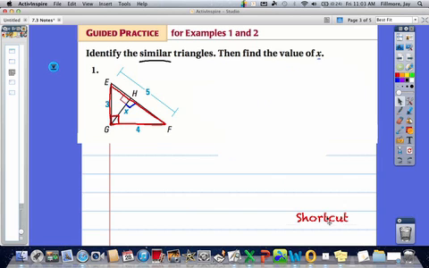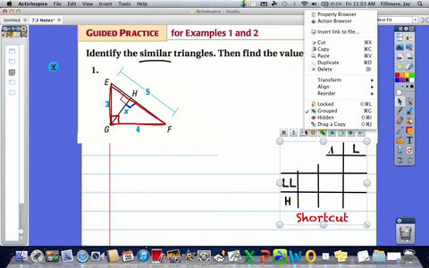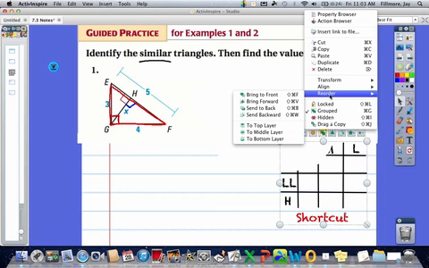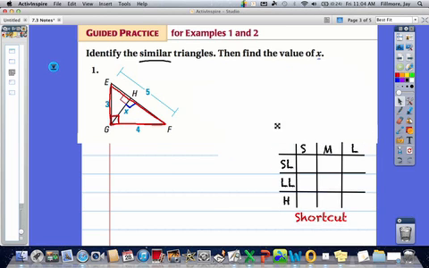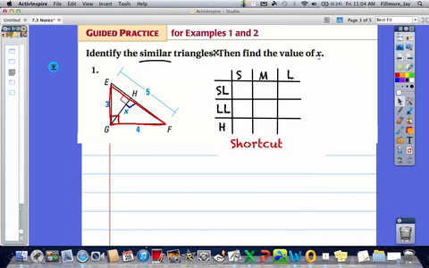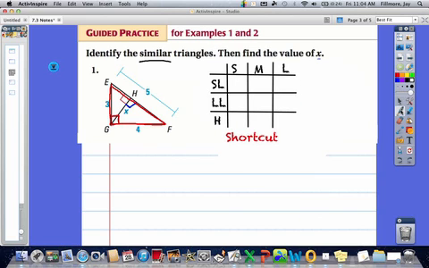And this shortcut involves a nice little table that you can create. Let's move that to the top so you can see the whole thing. There it is. And this table will work for any tent problem you like, and this is just an option you can use. The S, M, and L stand for small, medium, and large triangle. And over here with the rows, SL stands for short leg, LL stands for the longer leg, and H is your hypotenuse.